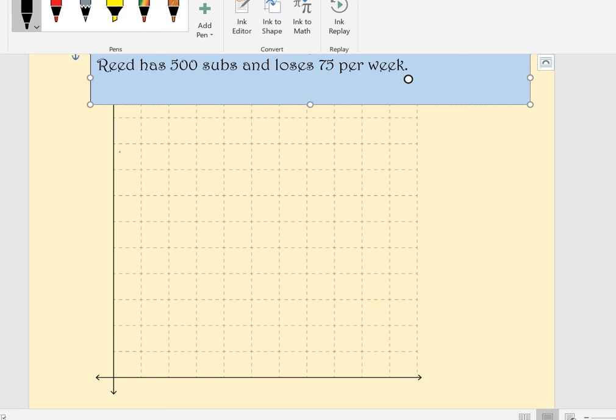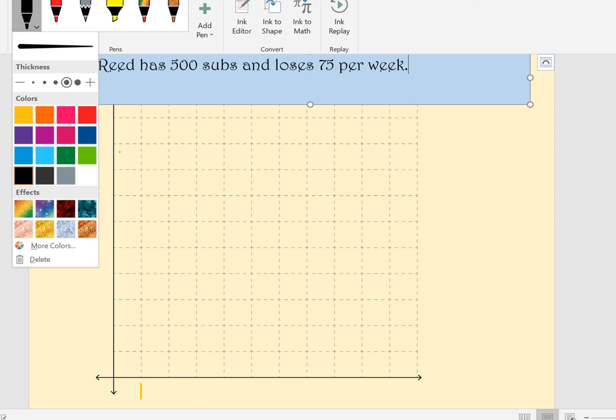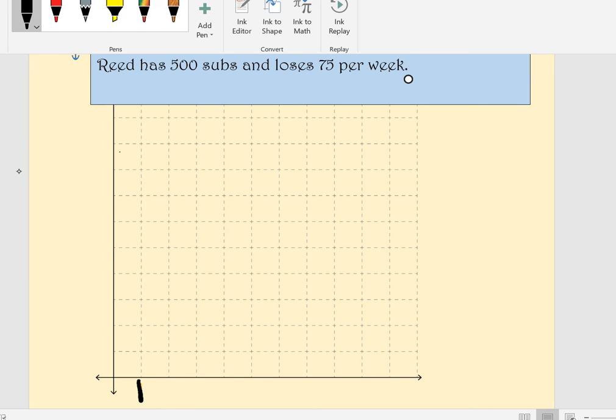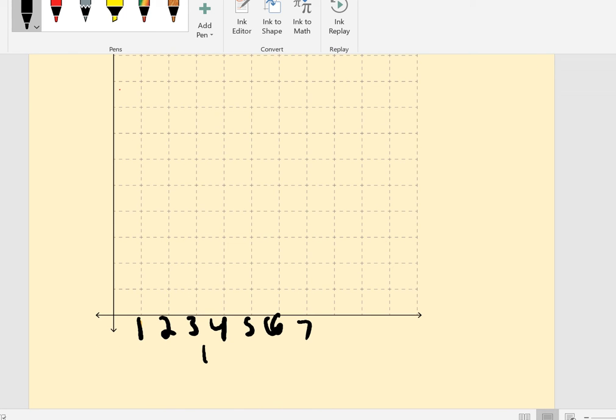All right. So the number of weeks, we're probably going to want to go by ones here, just because it's per week. If it said like every 3 weeks he loses this many, you're going to want to probably go by threes or something other than ones, okay? So this would be 6, 7. So this is your number of weeks, and then you have the number of subscribers. Of course, you're not going to want to go by ones. If you go by 75s, that's fine. It's just you got to go by 75 each time. I'd go by 100. Let's just go by hundreds here to make things easier, okay?